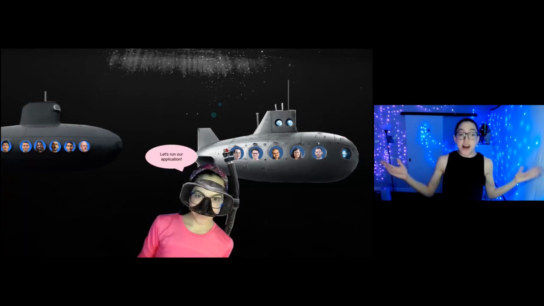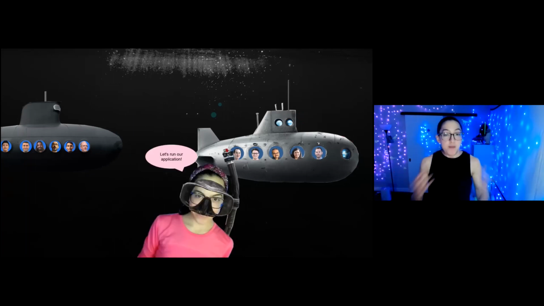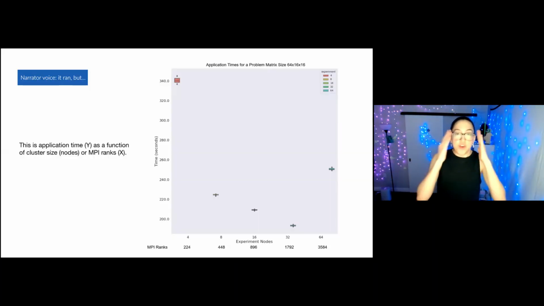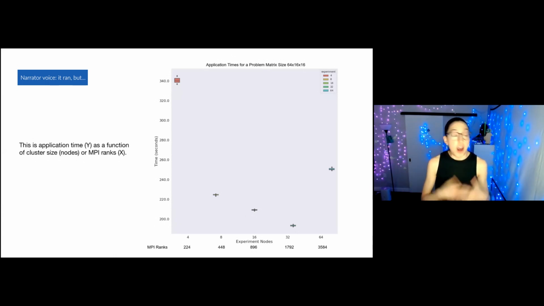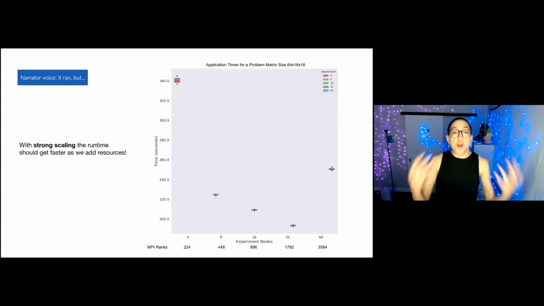So I said, okay, great. Let's run our application again. Maybe we'll see it run this time. So just to give you a sense of what I'm seeing, what you're looking at here are application times for a fairly good problem size for our application, as a function of the cluster size. What we're doing is something called strong scaling, where you hold the problem size constant and you give it more resources. And what you'd expect to see is that it gets faster.